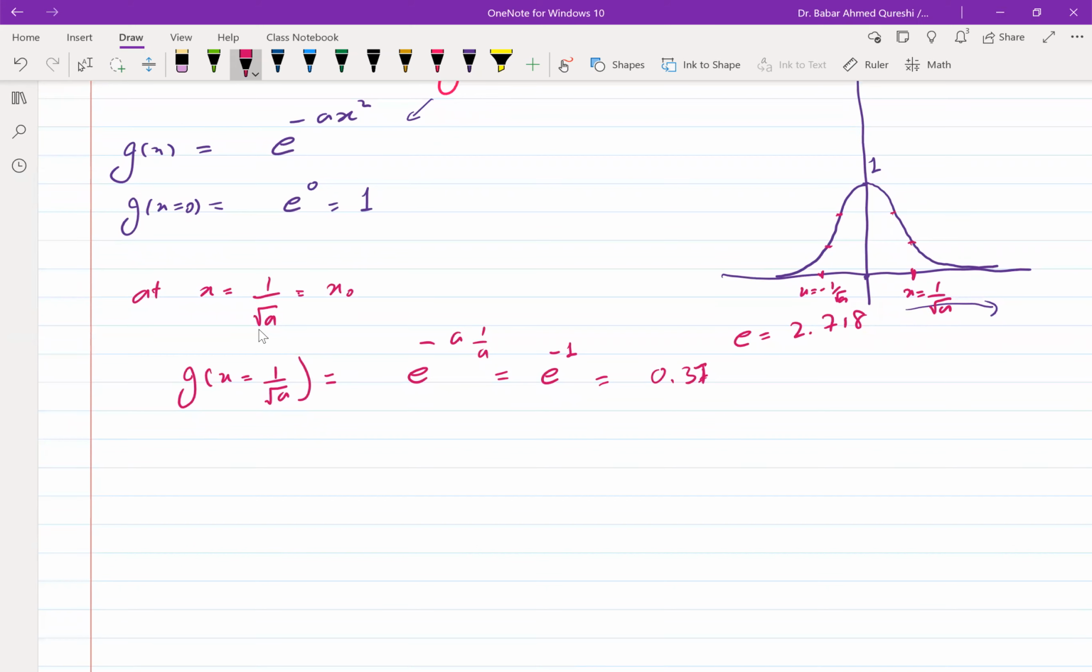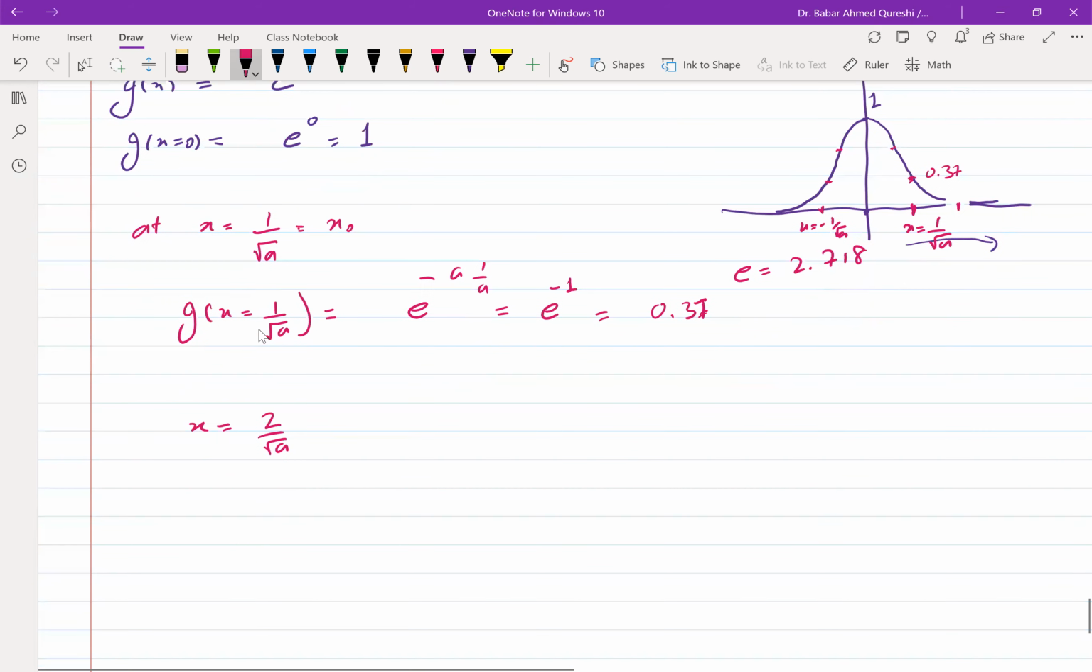So suppose at x is equal to 1 over under root a, it has already reduced to about 0.37 from its top value. Top value is 1. It doesn't take values more than 1. Suppose I try to move a little bit more. I double the distance. I go to double this distance. What happens to this function then?